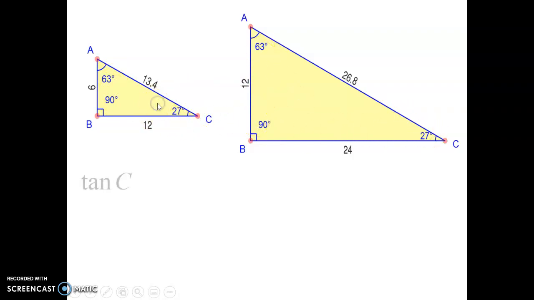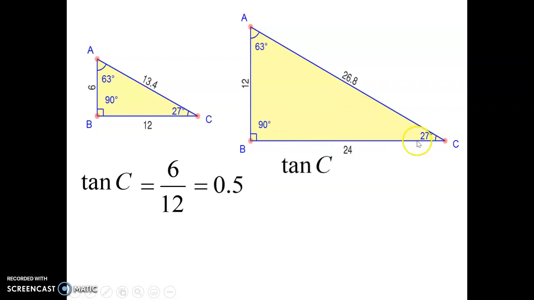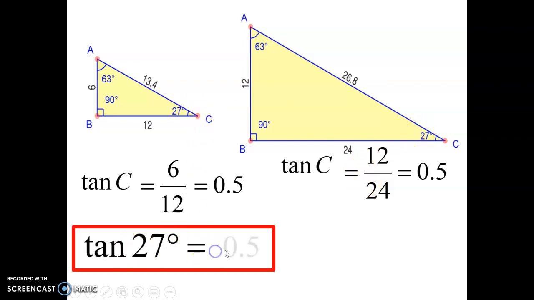So now let's try tangent right here. Tangent of angle C in this one here is opposite over adjacent, 6 over 12. And that's 0.5. And that's what your calculator just told you for tangent of 27, isn't it? Let's try over here. Tangent of angle C here is opposite over adjacent, 12 over 24. That will also give 0.5. So notice tangent of angle C, which is 27, will always give the same answer, no matter the triangle, because even as a triangle grows in size, the sides remain in a certain proportion to each other, in this case 0.5. So that is why tan 27 is always 0.5, no matter how big the triangle gets to be.